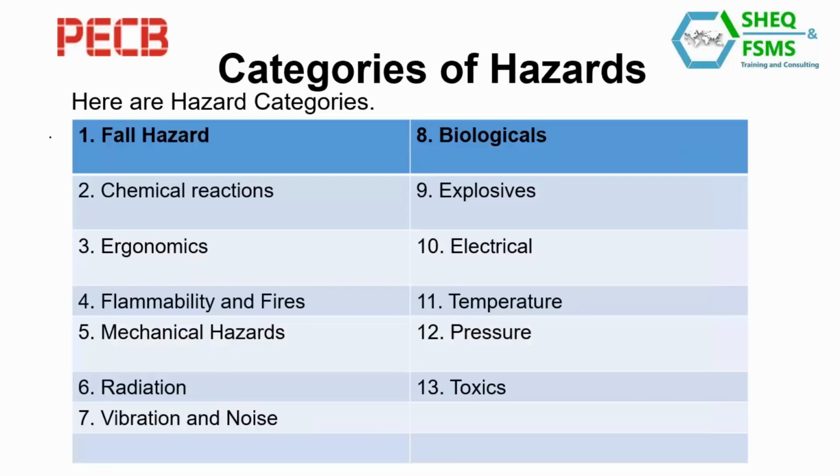Now here you find some categories of hazard as well. We have fall hazard, chemical reactions, ergonomics, flammability and fires, mechanical hazards, radiation, vibration and noise, biologicals, explosives, electrical, temperature, pressure, and toxics.